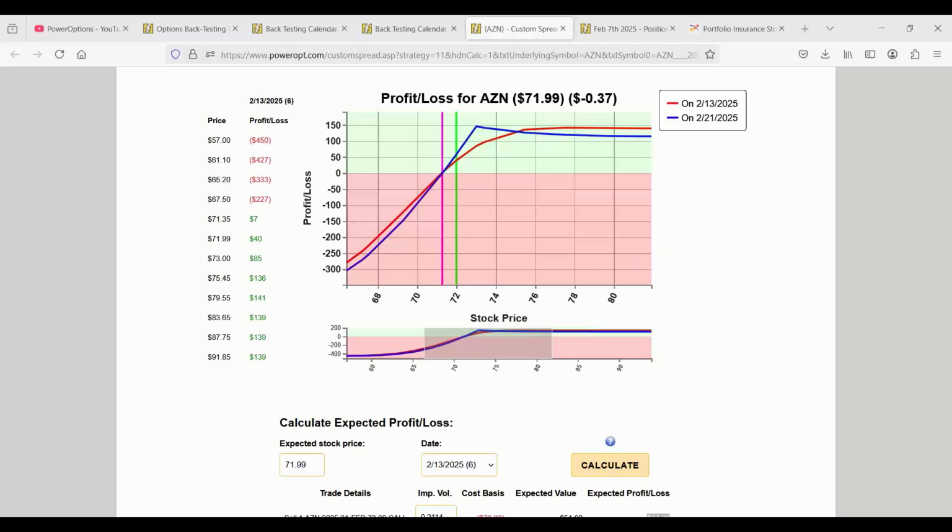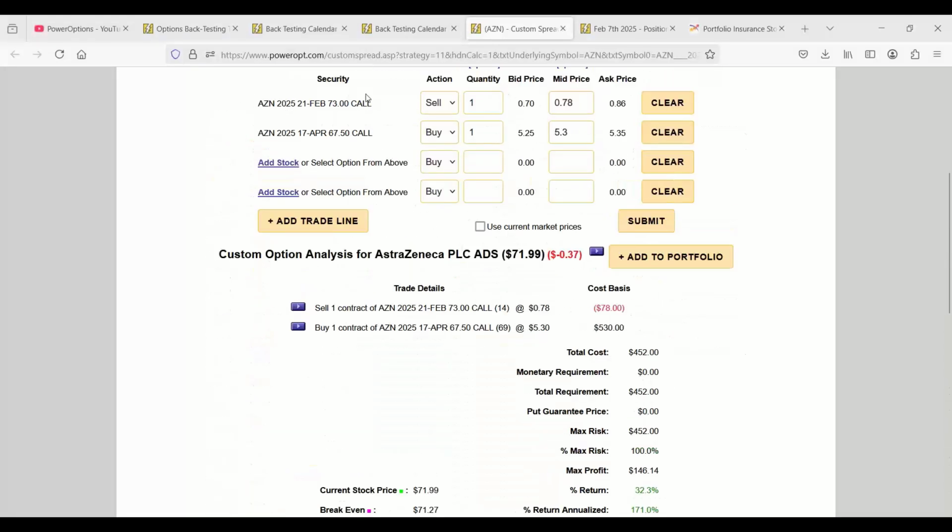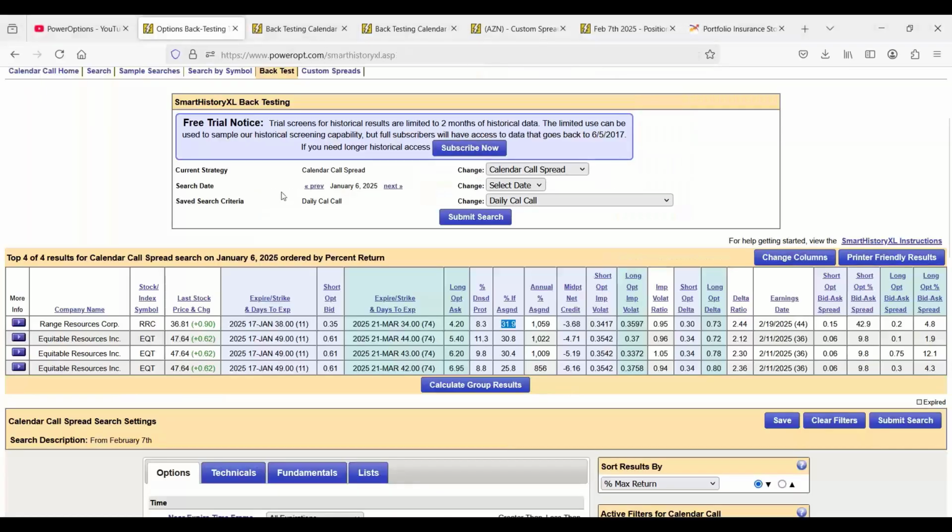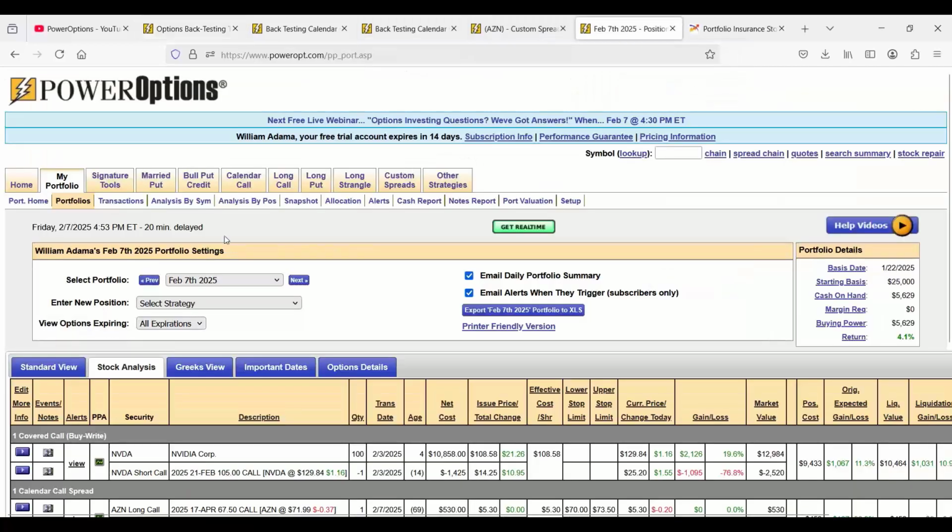But again, that's my thoughts on this, Mike. That's how I would do it. I would go calendar spread, as I mentioned. Sorry, I'm not in the search anymore. I got out of that. Let's go back here to the calendar call search.